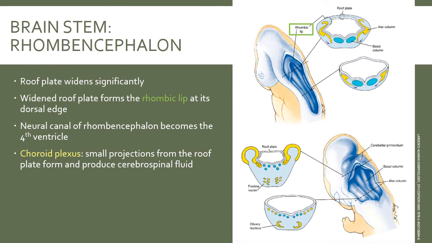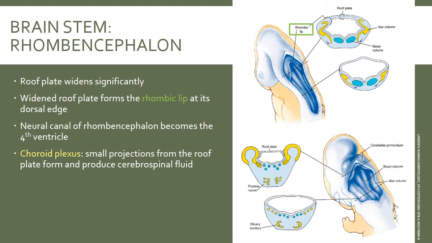Now, when we're forming the brain stem, again, this forms from the rhombencephalon. What we're showing here is that initially, the early development of the rhombencephalon sees the roof plate, that top portion of the rhombencephalon, widening fairly significantly and forming what's called the rhombic lip at its dorsal edge, on the back end.